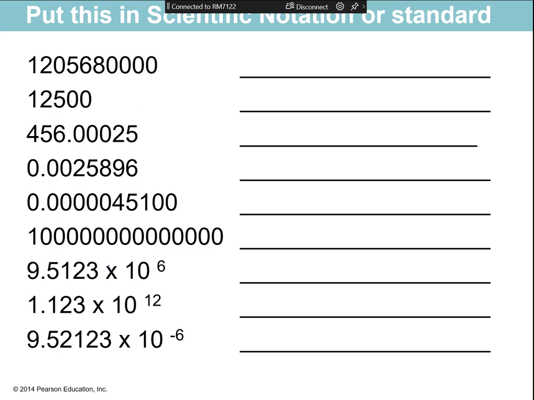Then all those zeros stay. So some of these numbers you'll see don't get much shorter. If there's a lot of significant figures, it's not that useful. But if there's just really big or really small numbers, then it really can be helpful.